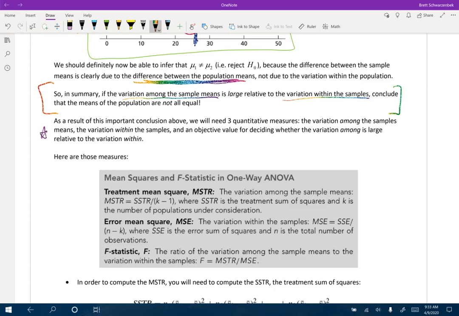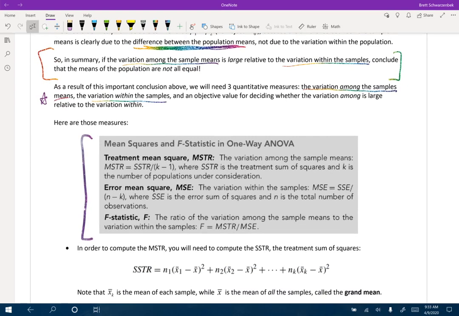Again, the variation among the sample means, the variation within the samples, and then we're going to need an objective value for deciding whether the variation among is large relative to the variation within. That's going to be these values right here. So we're going to be using these as the actual values we're calculating.